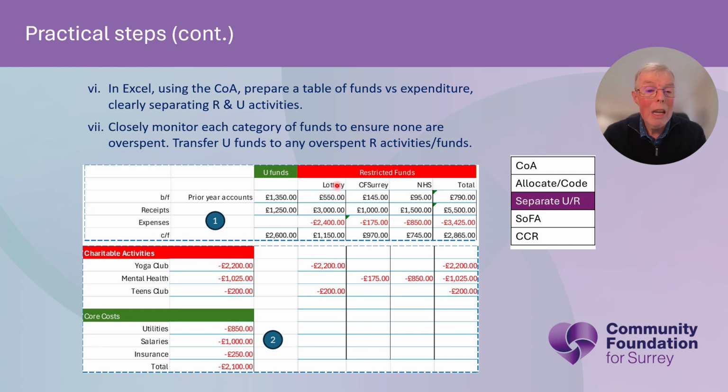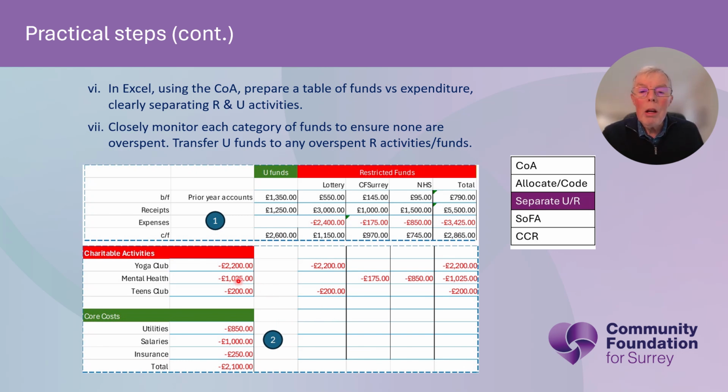As I've indicated, any expense needs two codes so that we can separate out what type of expense it is and which code it goes under. Now, here's some examples down here. So we've had the yoga club, and the yoga club is funded by the lottery, and so far £2,200 has been spent in the year to date. And also against the lottery account or fund, we've been running a teens club, and we've spent £200 on that, giving us a total of £2,400. Take that away from the brought forward and the receipts, and we've got a carry forward at this point in time of 1,150. And the same applies for all of this.